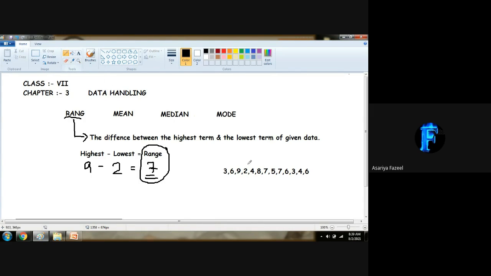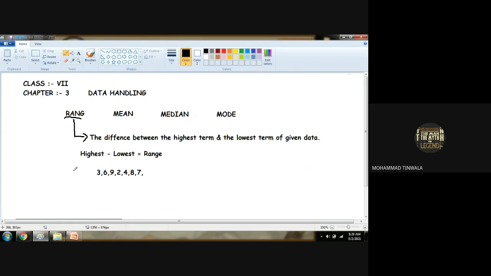Yes. So the highest term minus the lowest term of the given data is the range of a particular data. Is that clear, boys? Have you all understood about range? Any doubt with this?